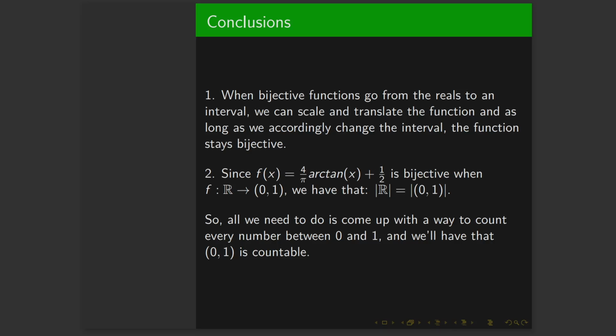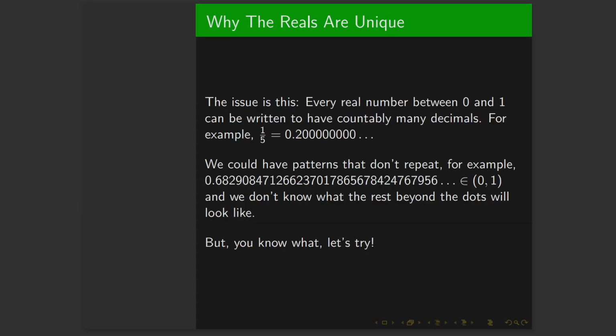So now you're like, okay, we did all of that. Why is (0, 1) easier to handle than the real numbers? All we really have to do is count every number between 0 and 1. So if we can devise a method that counts every single number between 0 and 1, then we'll show that (0, 1) is countable and it has countable cardinality. We allow any number to have countably many decimals. So for example, we can write 0.2 as 0.2000 and so on and so forth with countably many zeros at the end. The main issue, more so than anything else, is that we could have patterns that don't repeat.